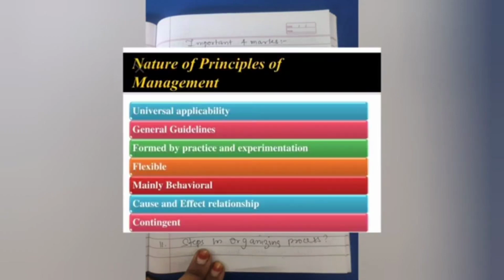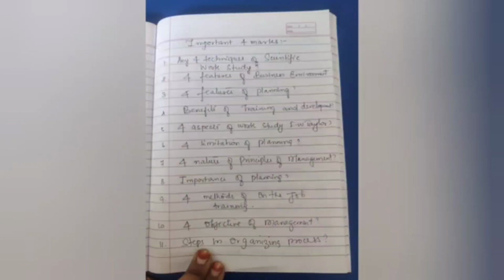It is the nature of the principles of management that they have universal applicability and are general guidelines. They are formed by practice and proper observation and experimentation, and the principles of management are flexible and based on behavior and on cause and effect relationship, and they are contingent. So these are all the nature of the principles of management. You need to write a short heading and very short stuffing.